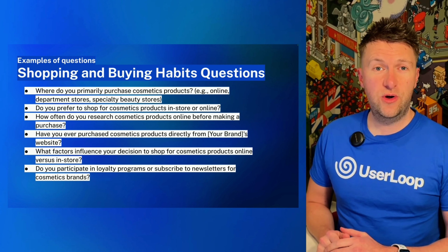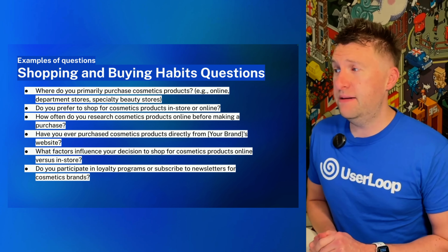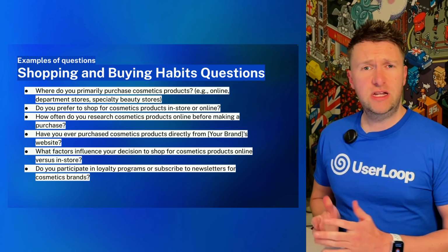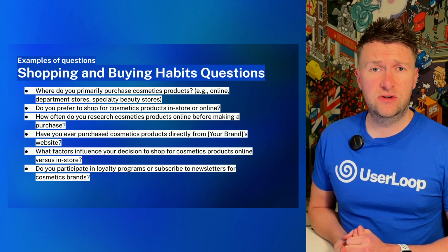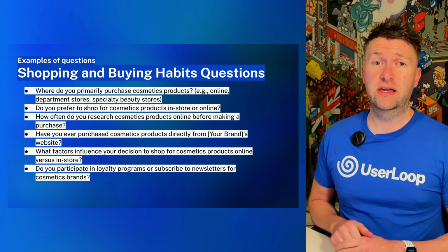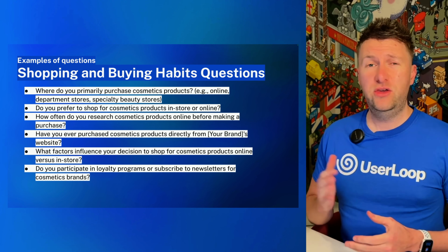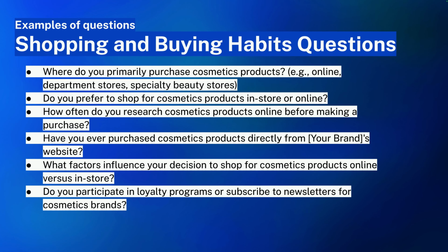So the next one we've got here is for shopping and buying habits. So this is really useful if your brand has physical locations, like if you have stores, for example. You can start to learn more about where your customers are typically buying from other brands. So are they buying in store? Are they buying from larger retailers? Are they buying direct from other brands? Very, very useful in working out some of your marketing, targeting and communications.